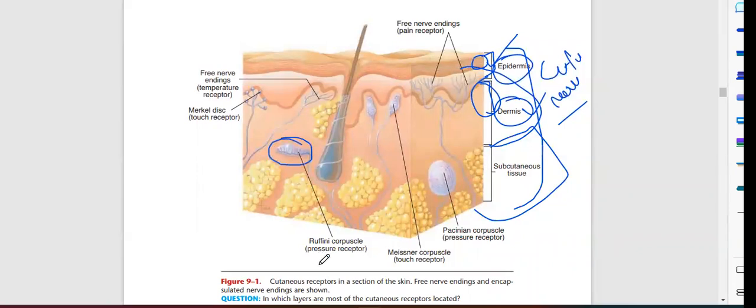You can see here that this is the receptor, one receptor. This is the pressure receptor. What's its name? Ruffini corpuscle. And this is also a pressure receptor, Pacinian corpuscle. Okay, next here we have touch receptors. This is in dermis. Okay, Meissner corpuscle. Okay, these are the receptors you can see here.